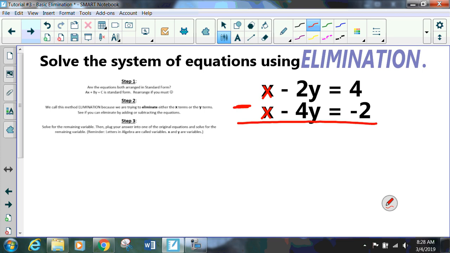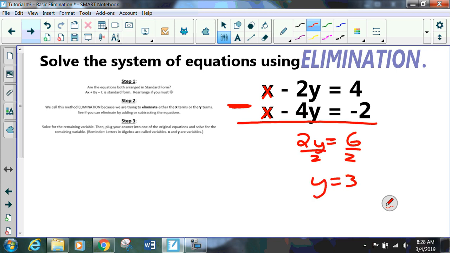Negative 2y minus negative 4y. If I put negative 2 minus a negative 4 in my calculator, what am I going to get? I'm going to get a 2y. And then 4 minus a negative 2. If I put that in my calculator, it's going to give me a 6. So I divide both sides by 2. I get y equals 3.